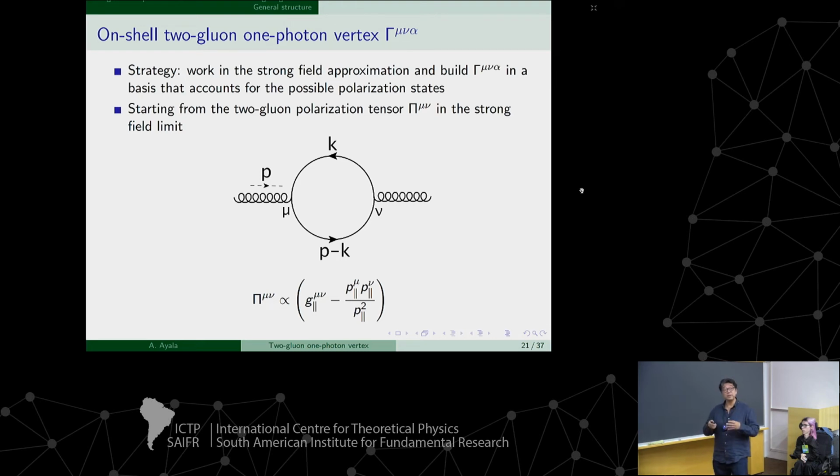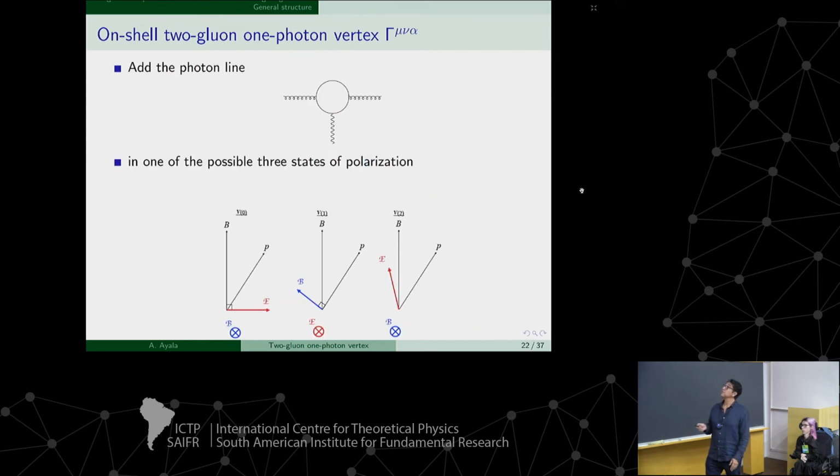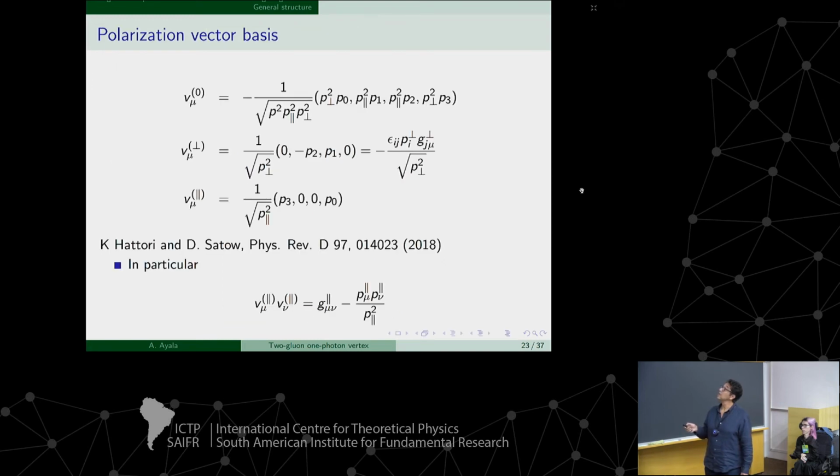So if we want to build a vertex in which you single out the large magnetic field scenario, what you do is add an extra leg here for the photon. And with this, you get one of the possible polarization states. Now, we know that this photon could be in 3 polarization states, as discussed in this reference here.